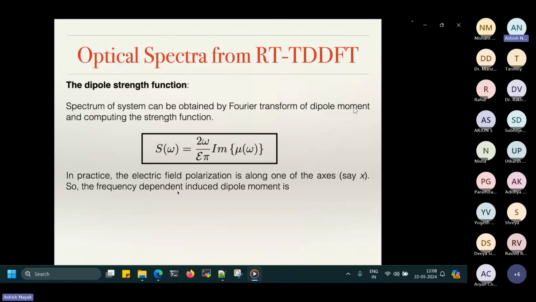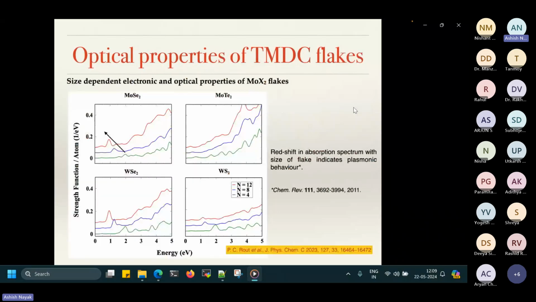So the frequency dependent induced dipole moment is then just this expression. In this case, I've taken the X polarized laser, and this del N is the induced density, the frequency dependent induced density. So let me show you an example of this that we have done recently.